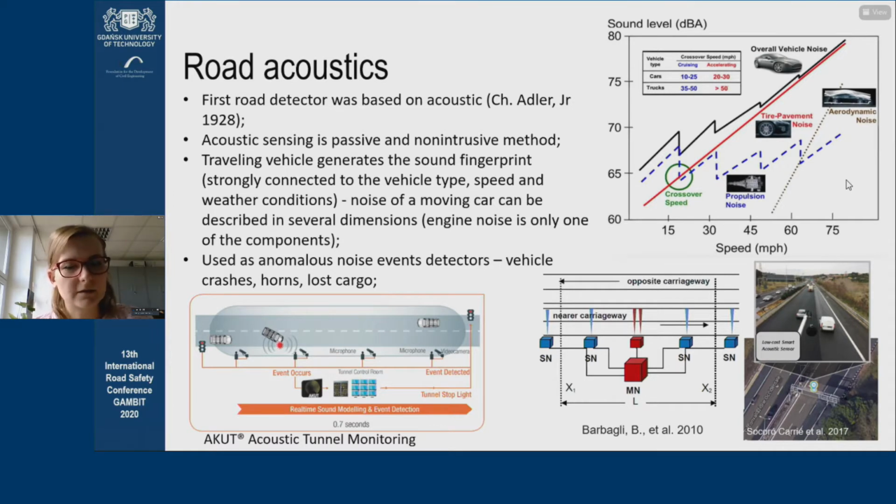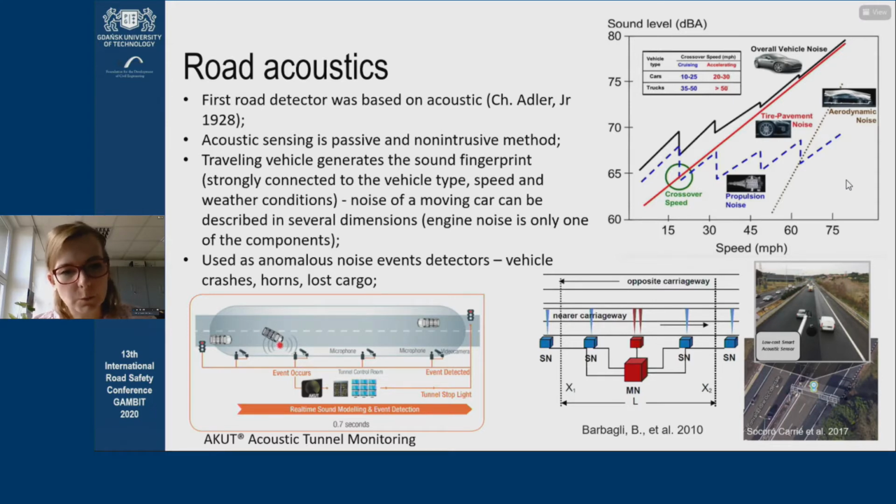We hear the parameters of their driving depending on the engine they have, depending on the velocity, depending on the tires, and depending on the road surface. When the velocities are above 30 kilometers an hour, we talk about rolling noise and the interaction between the road surface and the wheel, the tire of the vehicle.